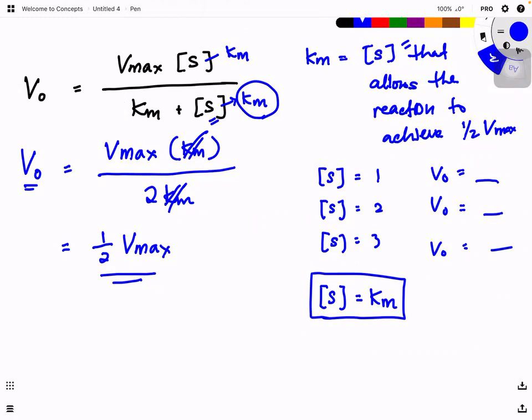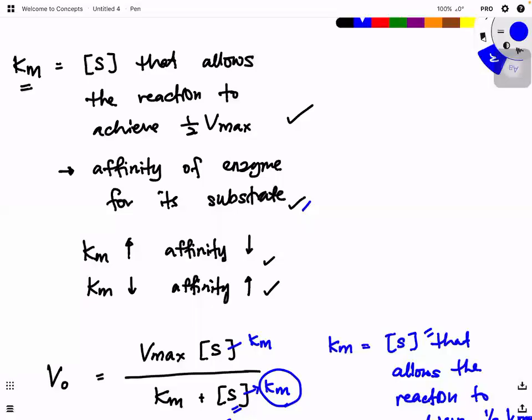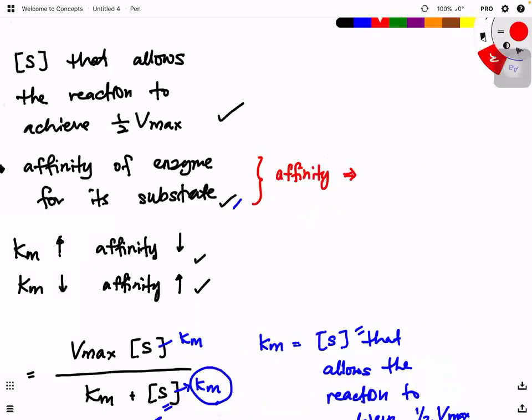Okay, so the first part I have done. So we're going to look at the second part here. The affinity of an enzyme for a substrate is actually indicated by Km. Correct or not? So look at this. If affinity is high, basically it means that the enzyme will always want to bind with the substrate to form the ES complex.